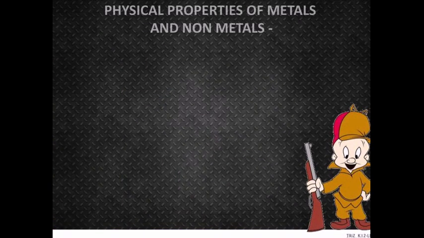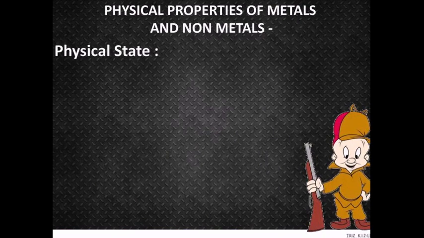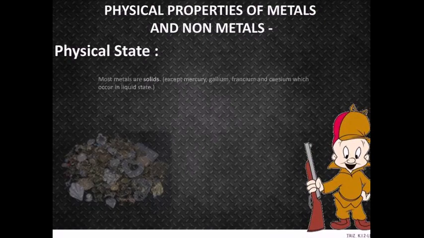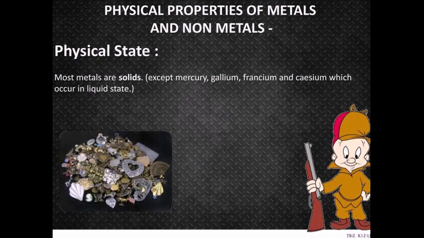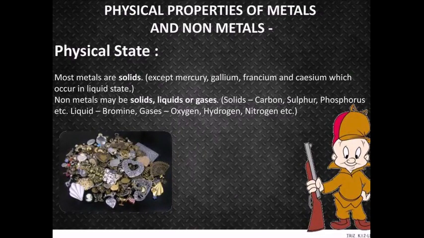Physical properties of metals and non-metals. Physical state. Most metals are solids except mercury, gallium, francium and cesium, which occur in liquid state. Non-metals may be solids, liquids or gases.